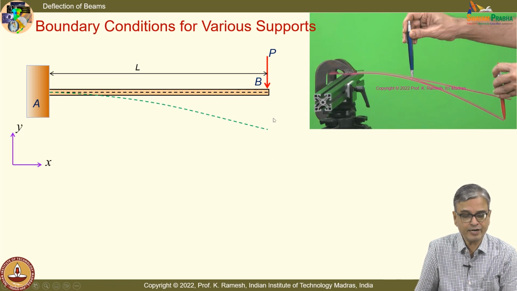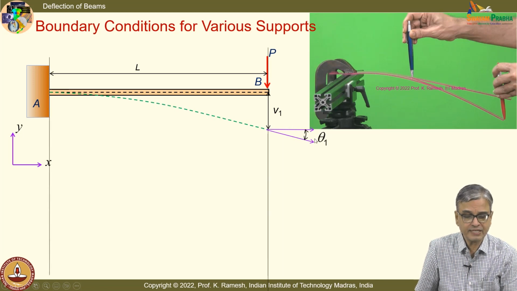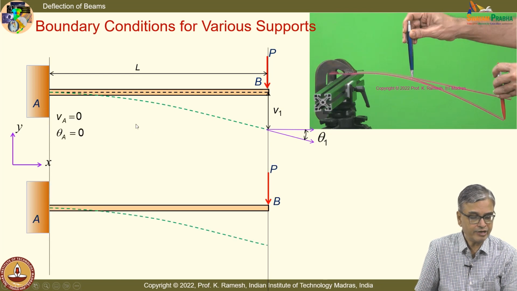So when I put the end load, I have a deflection like this, and at this point you also have a slope. Both of these need to be determined because I have an interest later on. I want to do principle of superposition where I am going to have problem 1 and 2. So keeping that in mind, it is put as V1 and theta 1, and the boundary condition is VA equal to 0 and theta A equal to 0.